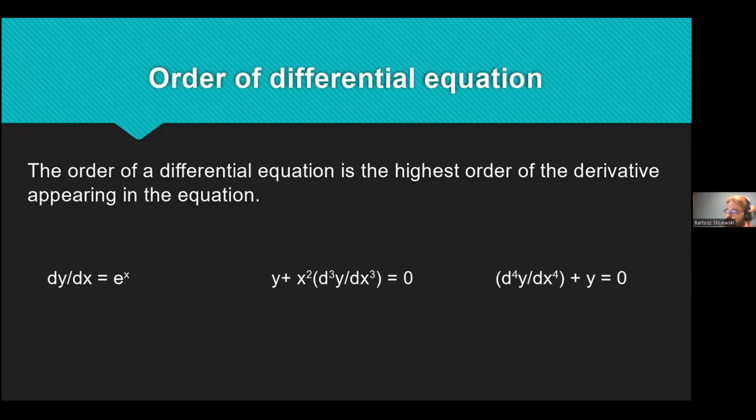The order of a differential equation is the highest order of the derivative appearing in the equation. In the shown differential equation examples, the highest derivatives are the first, the third, and the fourth. And this is how we determine the order of the differential equation. The first one is 1, the second one is 3, and the fourth one is 4.